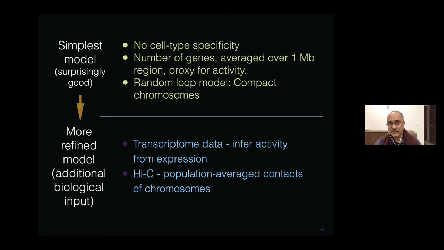But we could do much better because we understand much more of the biology. First of all, instead of looking at just the number of genes, look at the transcriptome data and infer activity from the levels of expression. The second point is to replace the random loop model by what is actually known about how chromosomes loop, by which you take Hi-C experimental data, look at the population average contacts of chromosomes, and put that into the model. So that's a step in which you go from the simplest model, which actually works fairly well, to the more refined model, which takes in additional biological input that you imagine is important to tell you the difference between different cell types.